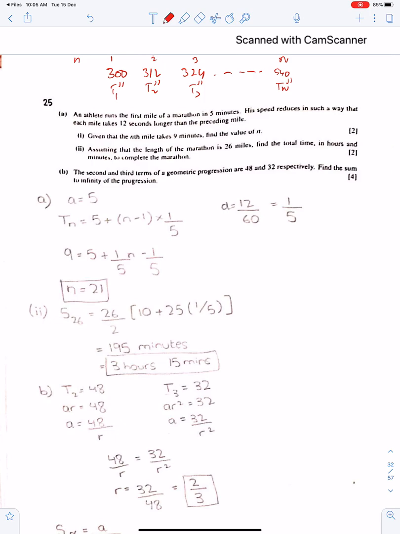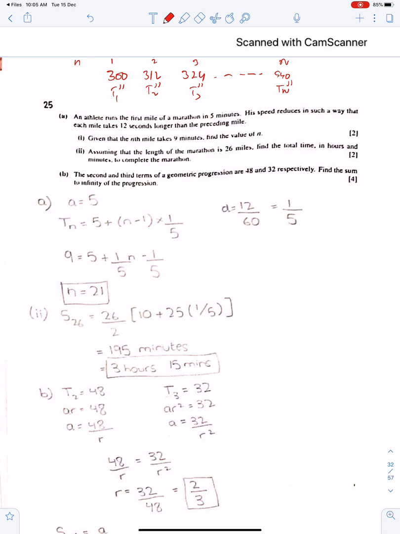Assuming that the length of the marathon is 26 miles, find the total time in hours and in minutes to complete the marathon. This is so simple. 26 upon 2, then 2A. This student solved this question in minutes form. Let me check this. 26 upon 2 is fine. 2A, 5 minutes is fine. N minus 1, like 26, is also fine. D, what is D? She took D as 1 upon 5.